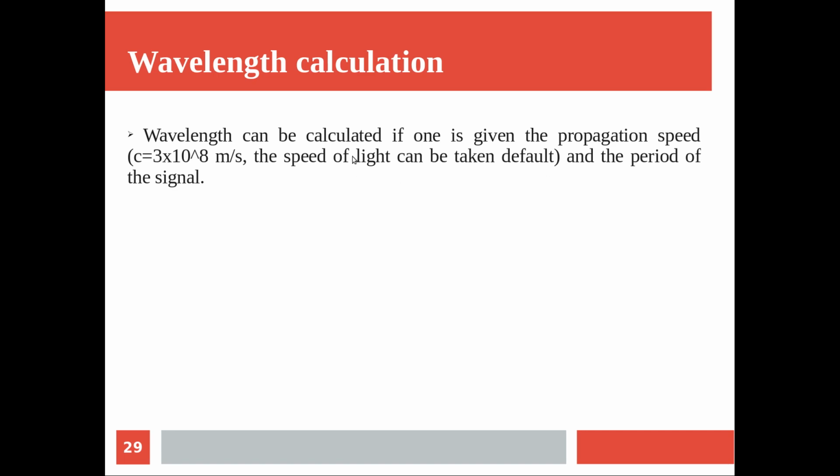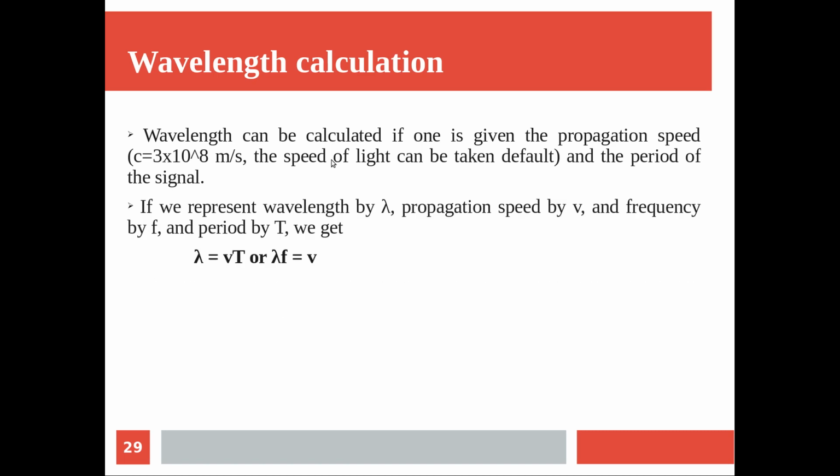So if they are asking a problem and the particular velocity is not given explicitly, then you can assume the standard speed of light in vacuum, that is 3 into 10 power 8 meter per second, as the speed of the signal. So this is the default value you can assume for a particular problem if no other value is mentioned in the question. Okay.